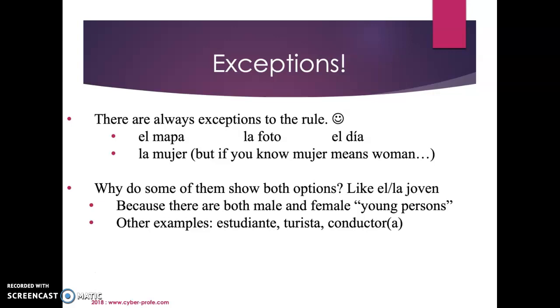Alright, so now we are going to talk about what I said before with estudiante. For some nouns, we can put el or la in front to indicate the gender of the person that we're talking about. As we said before with estudiante, we can also do the same thing with joven, which means a young person. We can also do it with turista and conductor. So again, we do have some nouns that we can put el or la in front of in order to determine what the gender is.